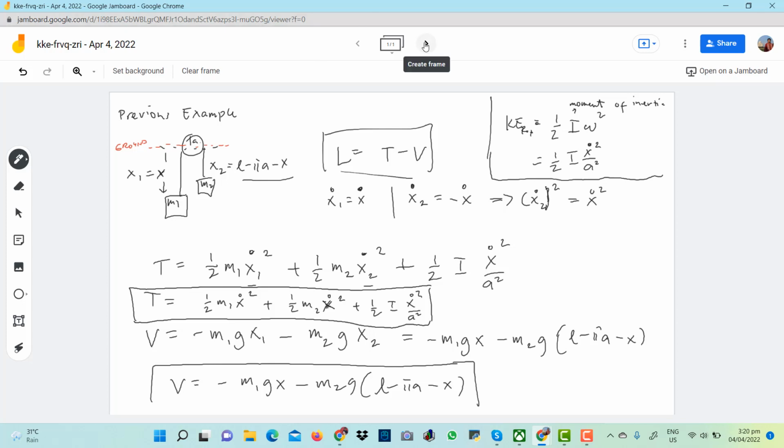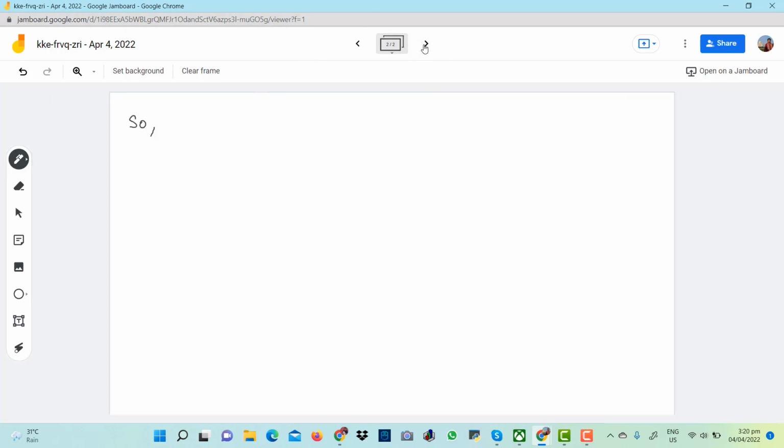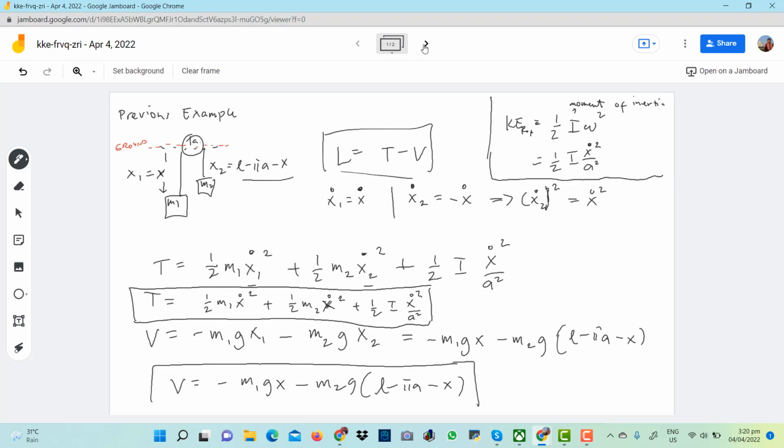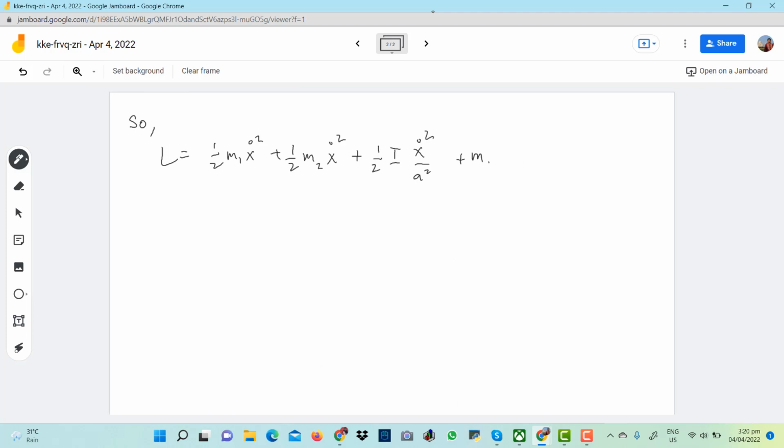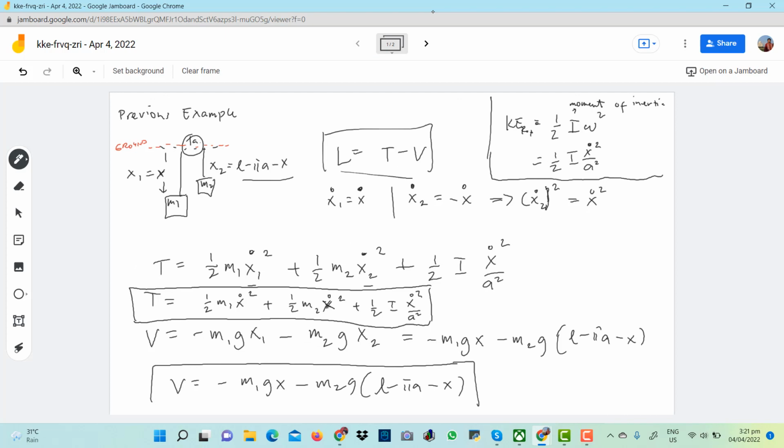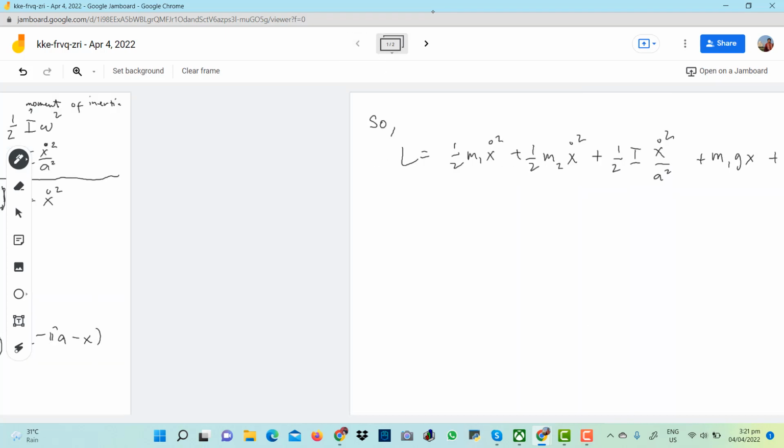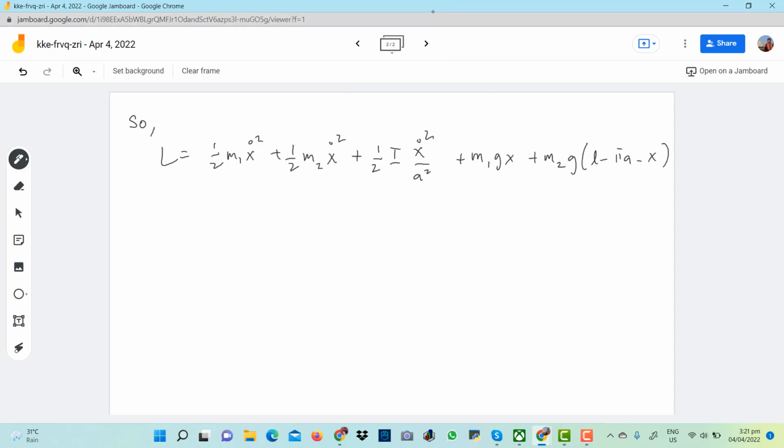Now the Lagrangian is just the combination of the two. So the Lagrangian is equal to 1 half m1 x dot square plus 1 half m2 x dot square plus 1 half I x dot square over a square, and then minus V. Minus V, so it becomes plus m1 g x plus m2 g times L minus pi a minus x. Okay?